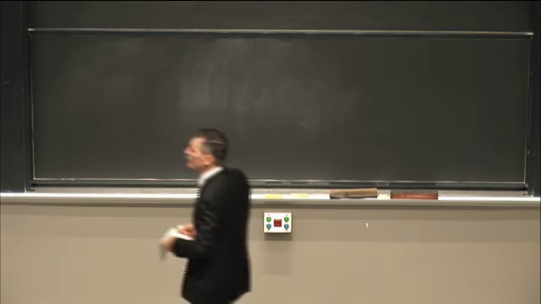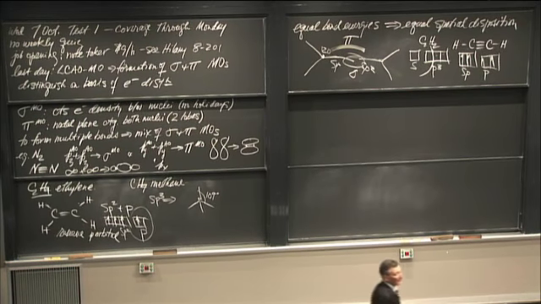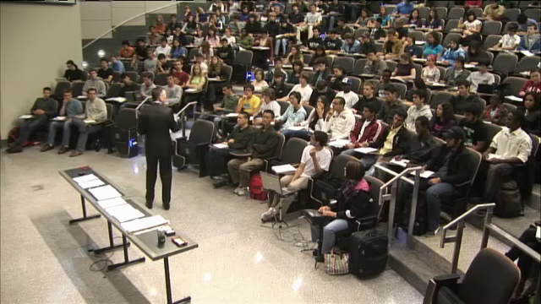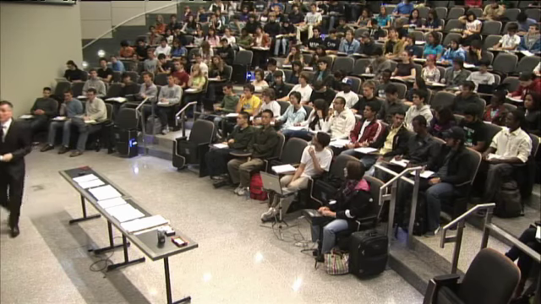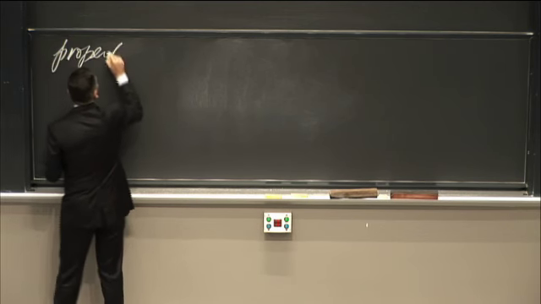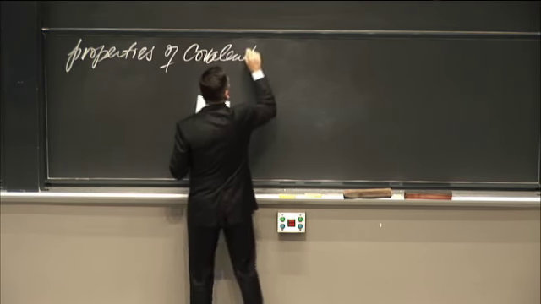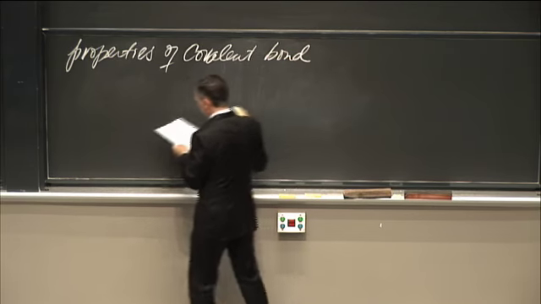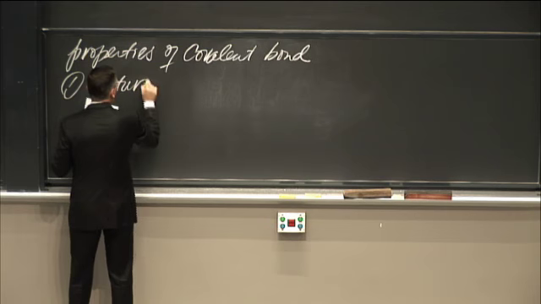But before I get ahead of myself. Before we get to that, I wanted to just pause here for a second and reflect upon the properties of the covalent bond as contrasted to the properties of the ionic bond. So let me get to that first. Properties of the covalent bond. Okay, the first property that I want to highlight is the fact that the bond is saturated.